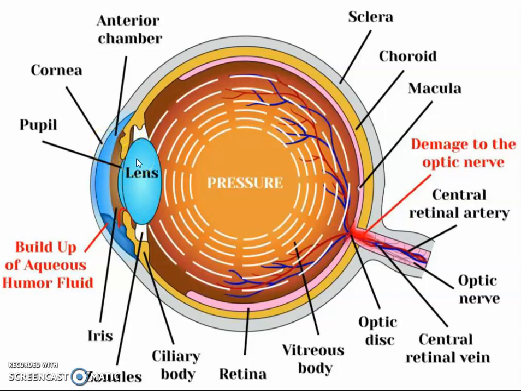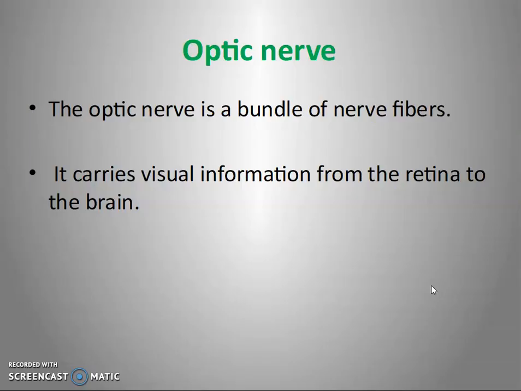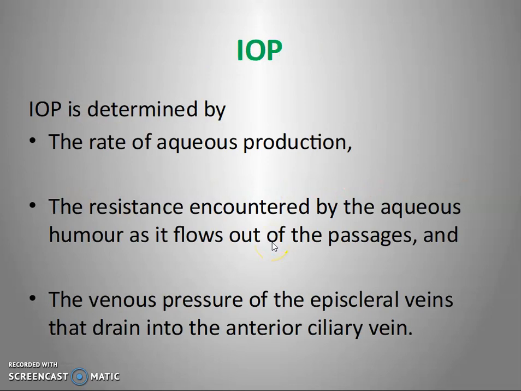So due to rising of this pressure, it can exert pressure on the posterior part also. Due to this, there is excessive stress occurring on the optic nerve. The optic nerve is the bundle of nerve fibers which carries visual information from the retinas to the brain. The rising of intraocular pressure occurs due to excessive aqueous humor production or the resistance developed to the aqueous humor passage.